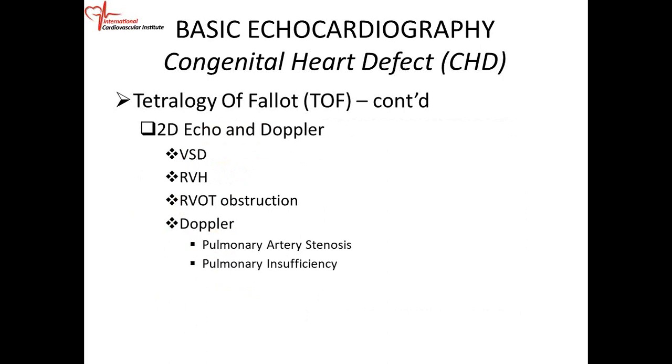All right, so again, on the echo, which is going to make your diagnosis, you're going to have your ventricular septal defect, right ventricular hypertrophy, right ventricular flow tract obstruction. You're going to see all of those things, and you can also get branch pulmonary stenosis. So when you do your Doppler study and you go into the pulmonary artery, you'll get evidence of obstruction, so pulmonary artery stenosis. You can also get pulmonary insufficiency, PR.